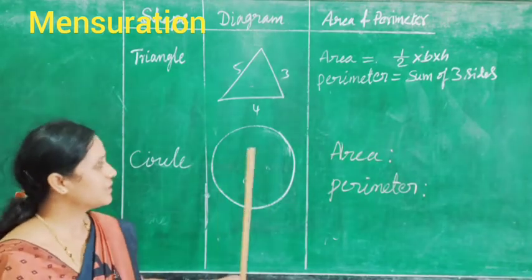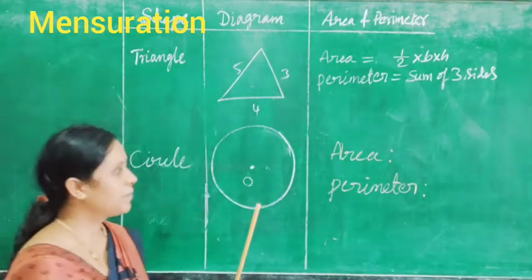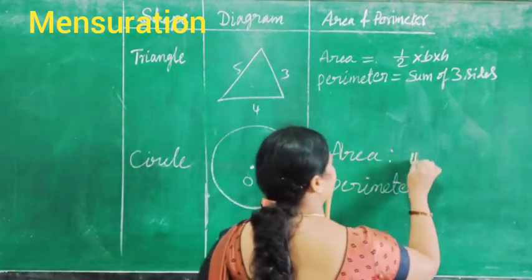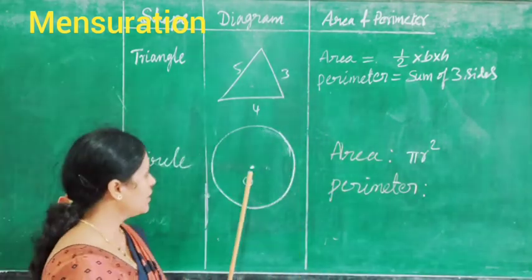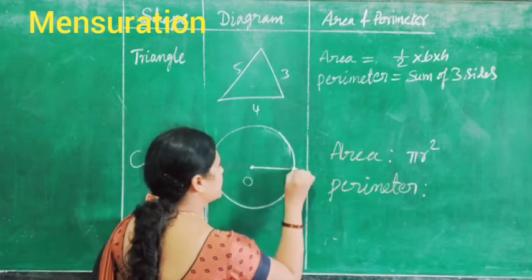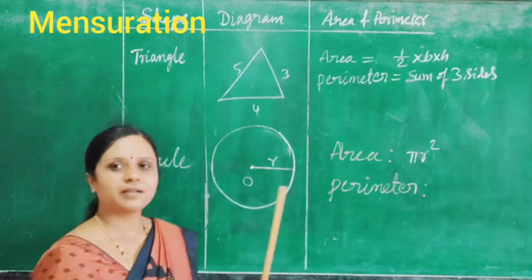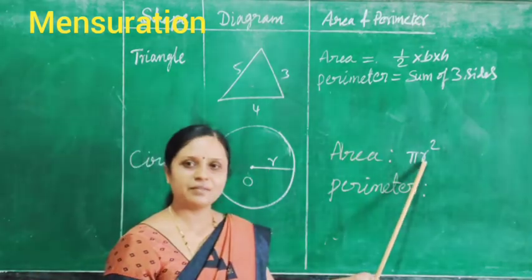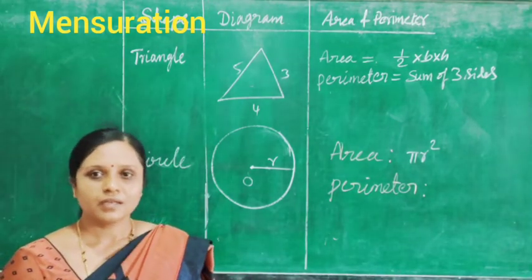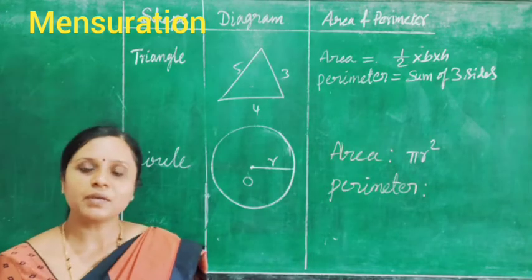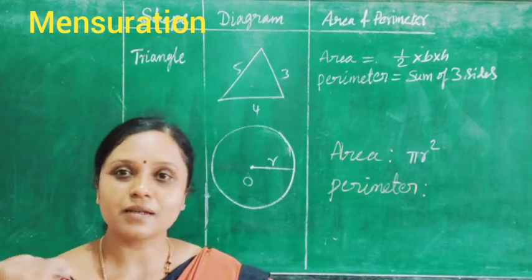The area of the circle is pi r square. Area of the circle is pi r square. Here r is the radius of the circle. When coming to the perimeter of the circle, it is the circumference of the circle.